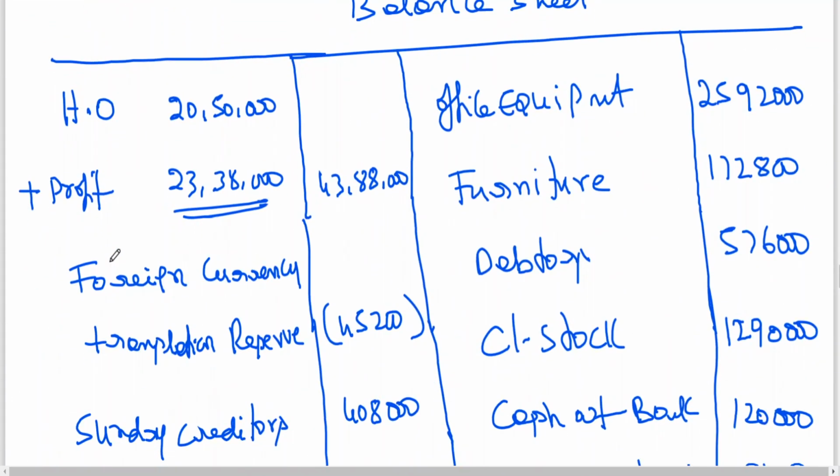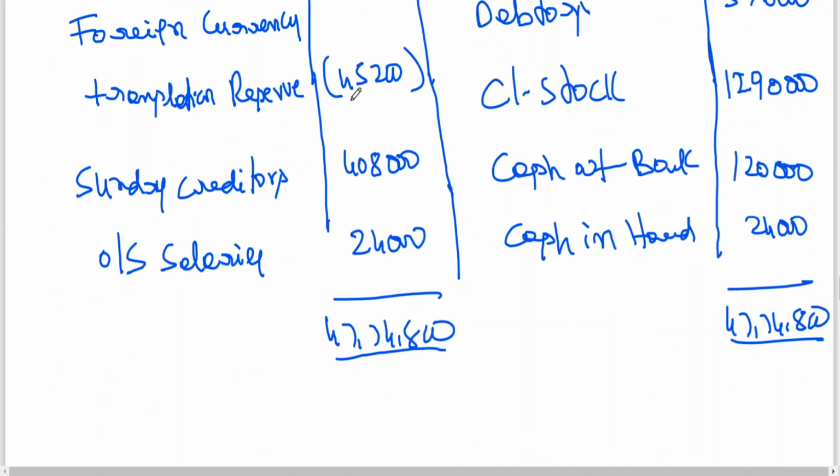Balance sheet I have done. Foreign currency translation reserve: since you are getting a loss, you are putting it in brackets. If there is no loss, how will you know? If the trial balance difference you are getting is on the credit side, it is a gain, and there is no need to write it in brackets. Since we are getting the difference on the debit side, you should put it in brackets.